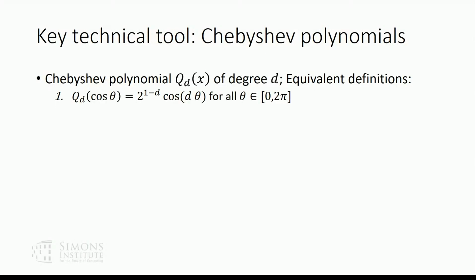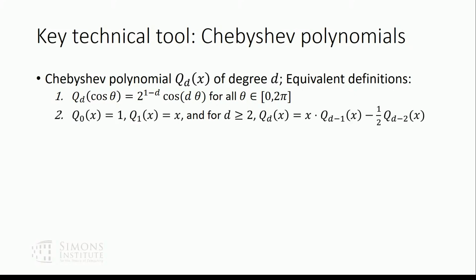One nice one is this trigonometric definition, that when you plug in cosine of theta, it gives cosine of d times theta, times some scaling factor. But maybe it's not clear to you, depending on how much high school trig you remember, that this is a polynomial. You can equivalently define it in this nice recursive way, where it's very clear it's a polynomial, and you can check by induction that these two definitions are really equivalent to each other.